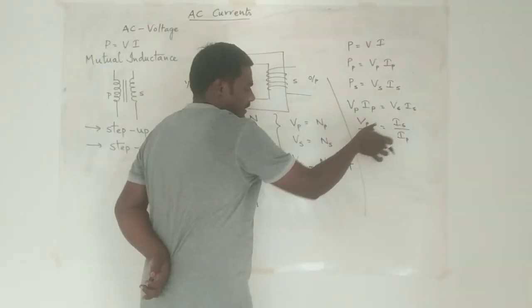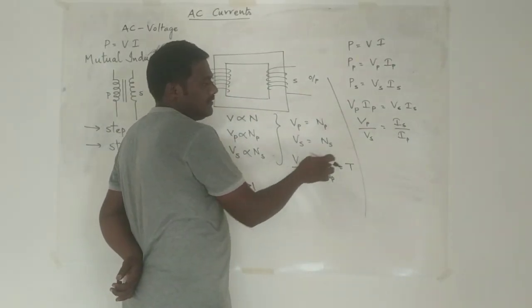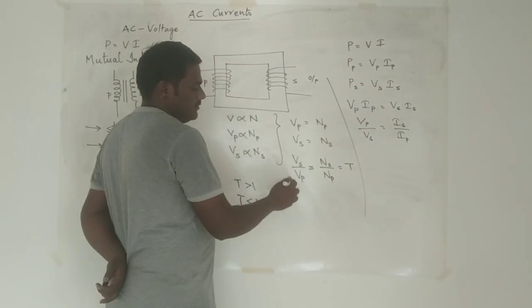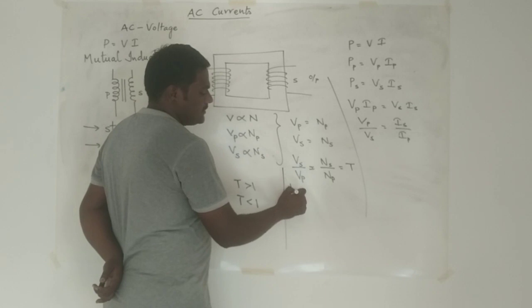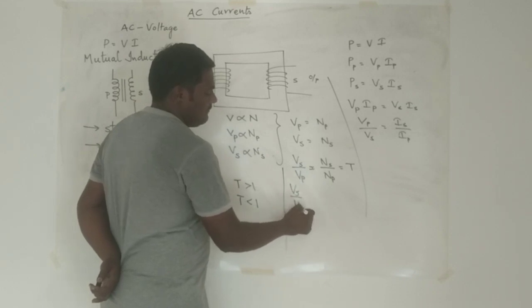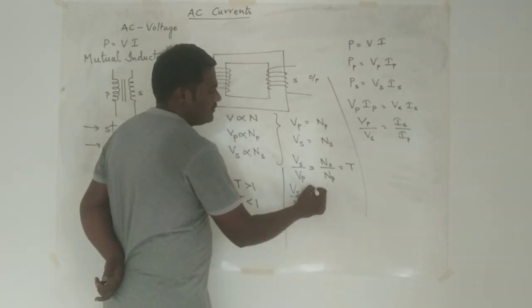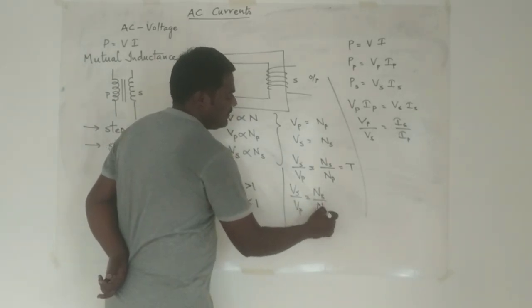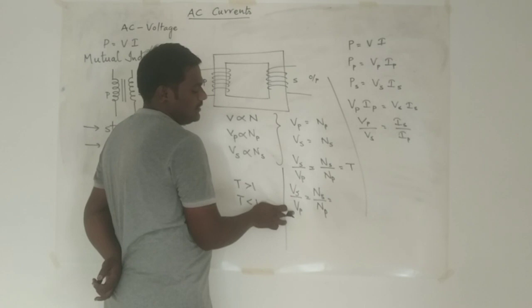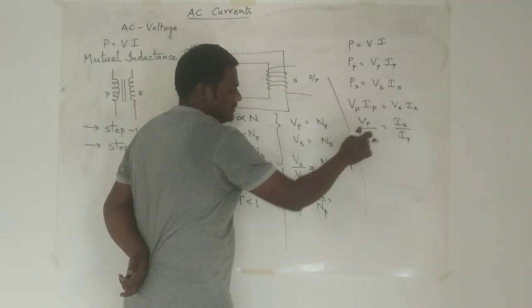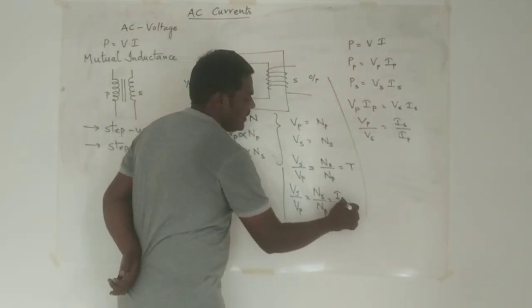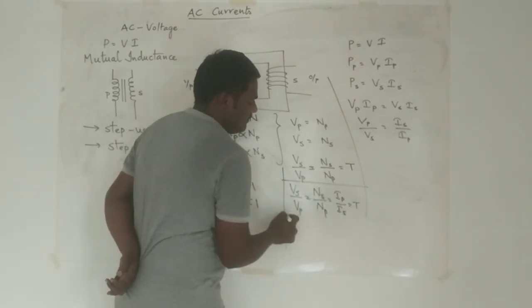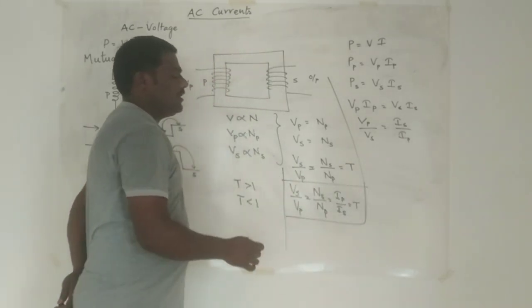So take that and substitute. Since Vs by Vp, if you take its reciprocal, this term will be obtained. So this formula can extend as Vs by Vp is equal to Ns by Np. Since it's the reverse of this fraction, this also gets reversed. I can write it as Ip by Is is equal to T, which is the basic formula of the transformer.